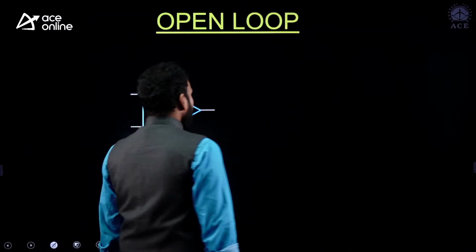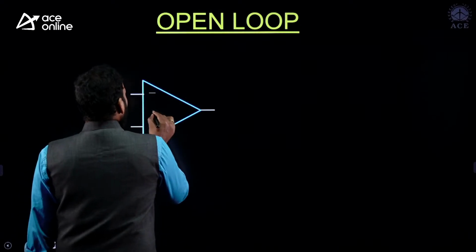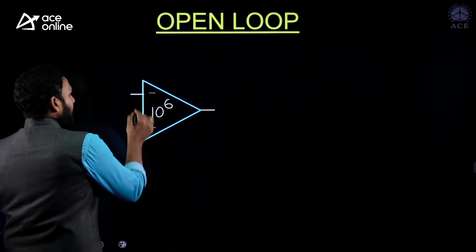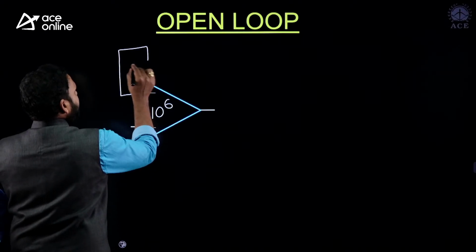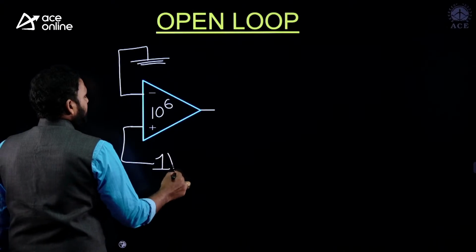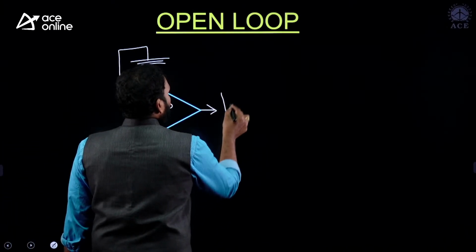Coming to the open loop configuration. What is the gain of the operational amplifier? 10 to the power of 6. For example, if I connect this negative terminal to ground and the positive terminal to 1 volt, then what is the output voltage V0?